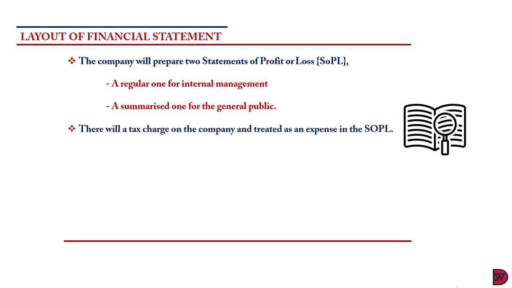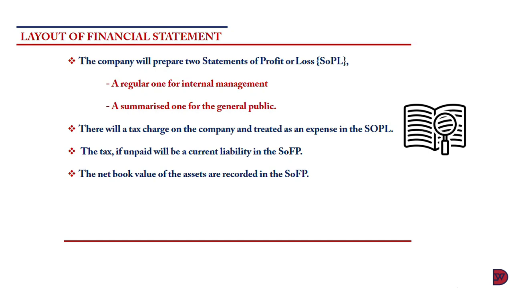There will also be a tax charge on the company's profit in the statement of profit or loss. If the tax charge is unpaid at the end of the year, it is going to be recorded as a current liability in the statement of financial position as a current tax. In the statement of financial position, assets are recorded at their net book value, unlike the sole trader, where both costs and accumulated depreciation of the asset are presented.